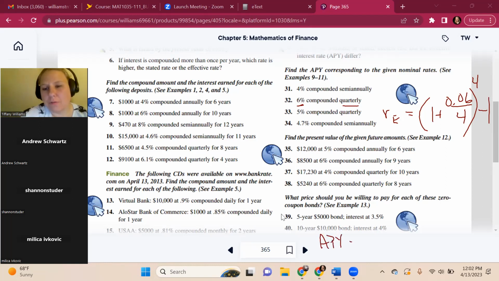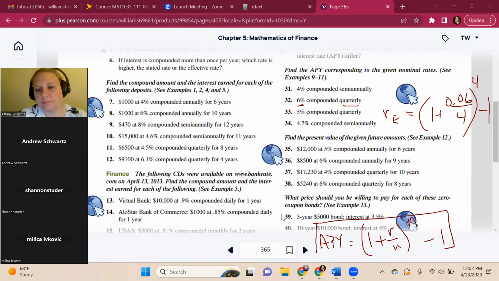Let me write our formula down again. APY is going to be 1 plus R over N, raised to the N, minus 1. We have to take the 1 out to take the 100% out. It's a weird concept, but that's what we're doing. So there's your APY formula. It took me 3 times, but I got it right that time.